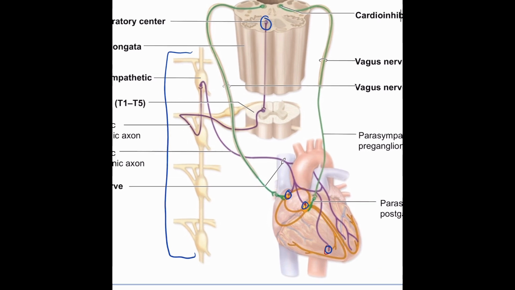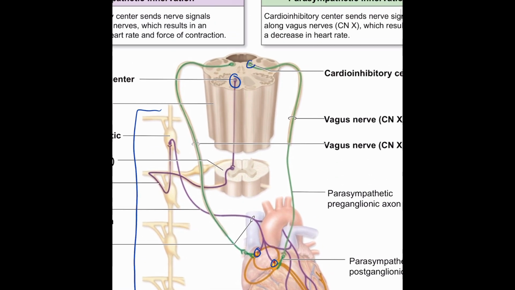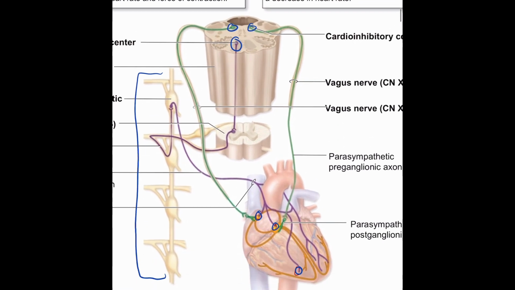And then this being the vagus nerve, right and left. The right innervates at the SA node, and the left innervates at the AV node. Right.